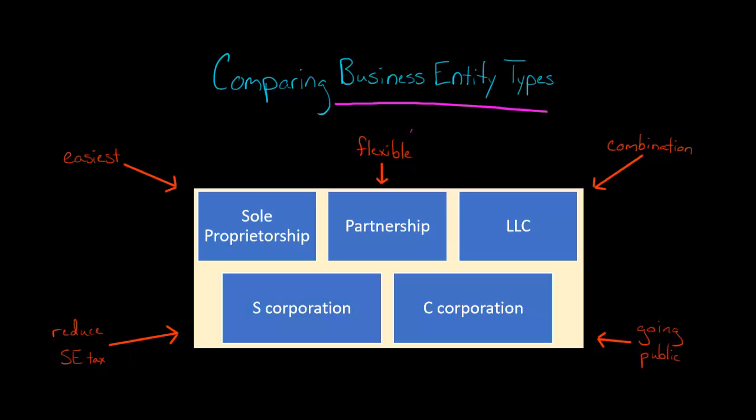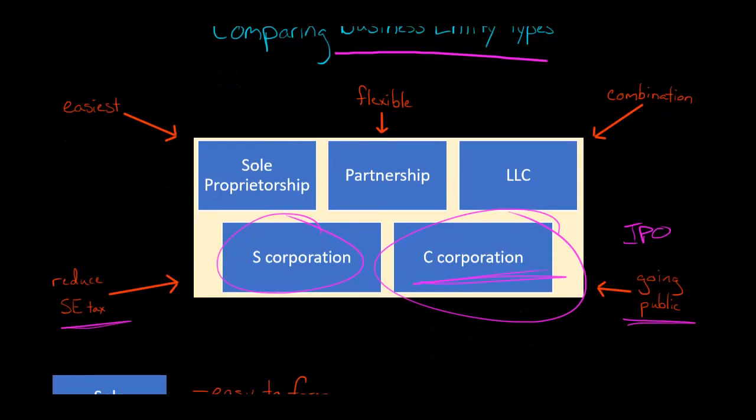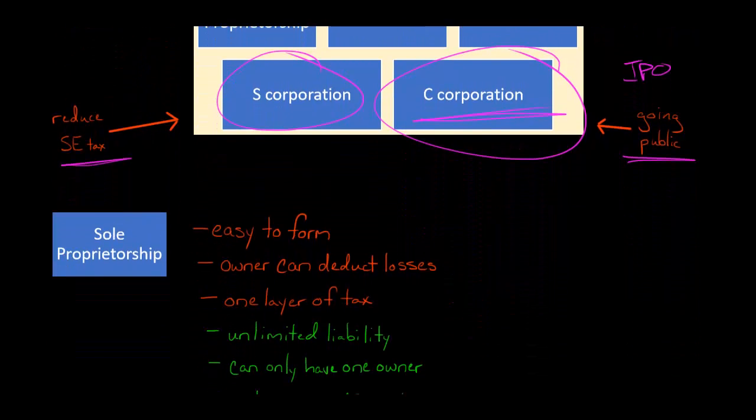A partnership offers the most flexibility in terms of allocations. An LLC really combines the limited liability of a corporation with the ability to be taxed like a partnership or a sole proprietorship. And then the C corporation is really if the company is going public, it's going to do an IPO, because it's easier to add lots of new investors when you have a C corporation. And then an S corporation is really nice for reducing self-employment tax. Okay, so that's just a quick overview. Now let's go through each of these entity types in a lot more detail and compare them.